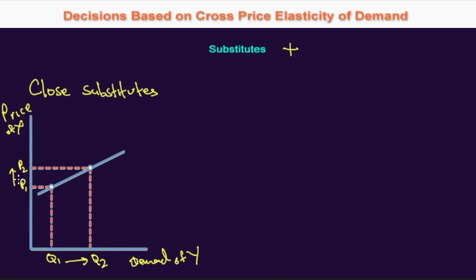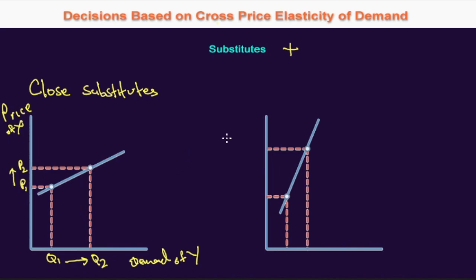So when there is a small change in the price of X, a rise in X, there will be a larger change in the demand of Y. So there can be a weak substitute also. So a weak substitute will look like this.